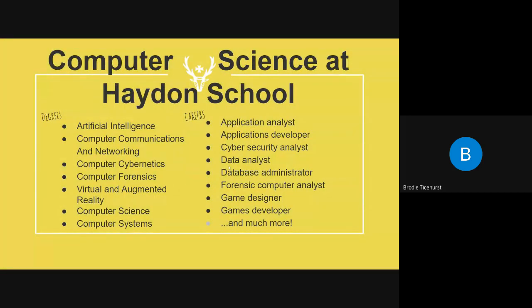Now, computer science is obviously an extremely hot topic in modern society, and we have a massive array of different positions that computer science can lead into. This array is only increasing every year, but as some examples here, you can see I've got a list in front of me: artificial intelligence, computer communications, cybernetics, forensics, virtual reality, computer systems. Are the kinds of degrees that you can go to pursue following education at an A level with a computer science course.